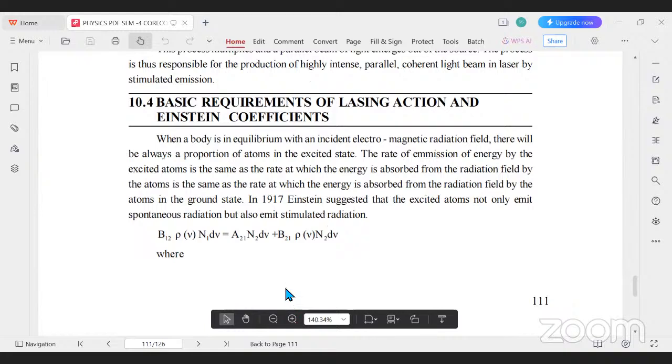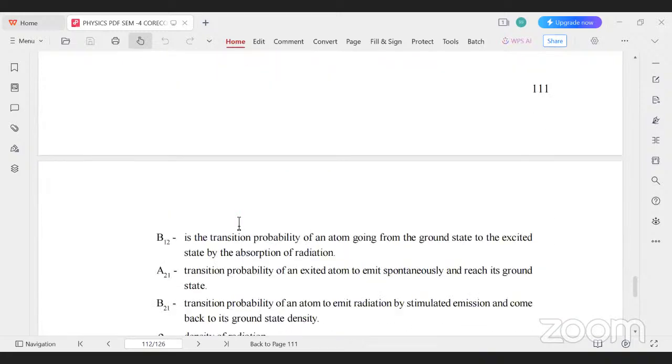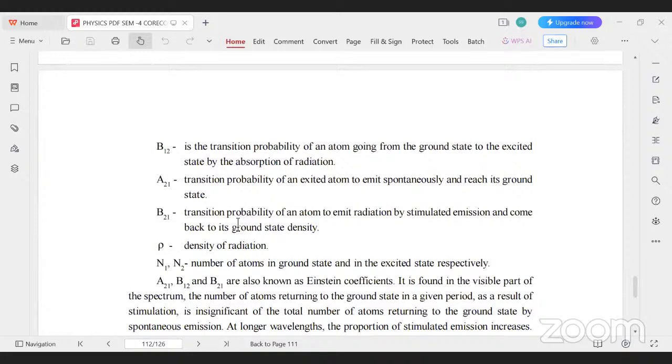So here B12 ρ(ν) dν is equal to the expression given for how this radiation is spontaneously emitting and absorbing. B12 is the transition probability of matter going from the ground state to the excited state. So what is the excited state? When light falls on the ground state, which is in the innermost orbit, that energy is transmitted to the excited state, which is going outward.